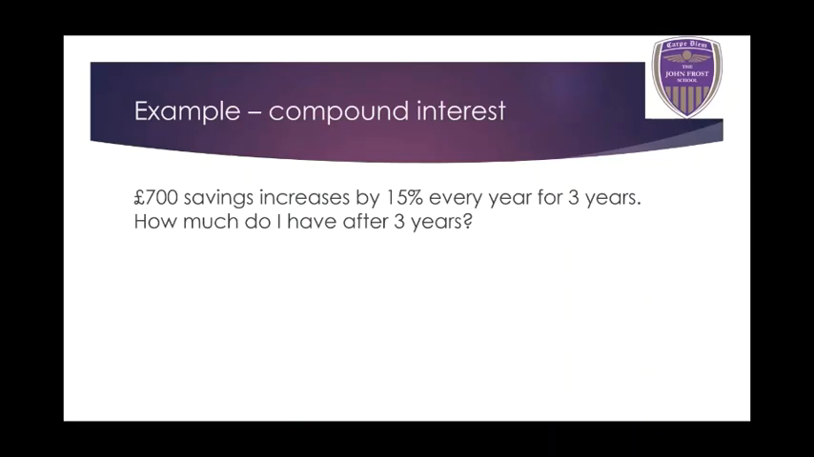So let's just remember the formula quickly. It's the original amount times by the multiplier to the power of number of years. Just put that in a box just to remind you that it's the power of, okay? So let's take the numbers.